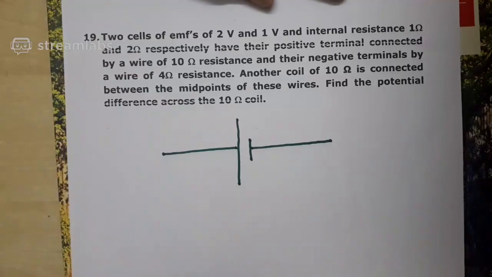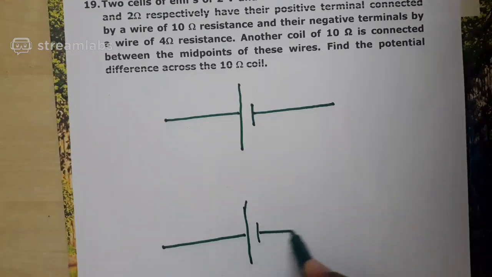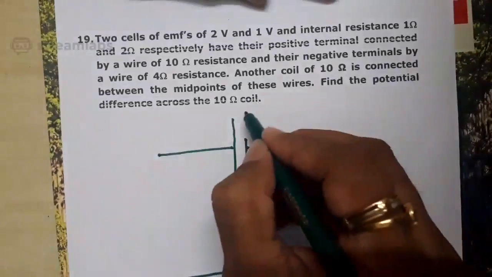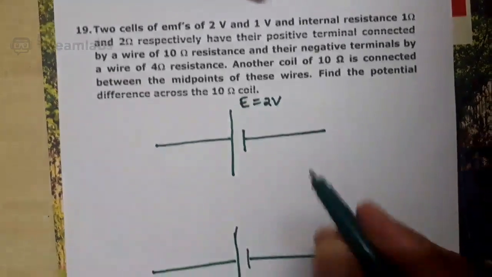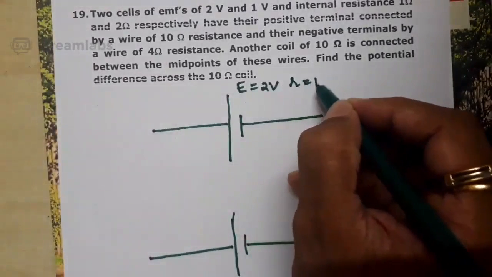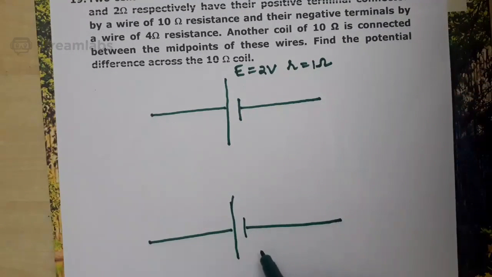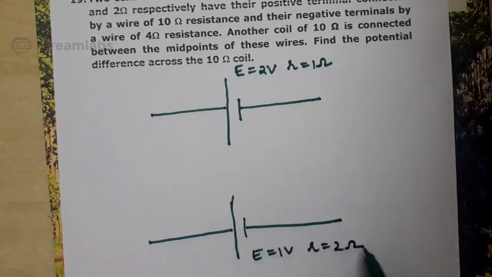And here there is one more cell. According to the problem, 2 cells are there. This cell is of EMF 2 volt and its internal resistance is 1 ohm. Correct. And another cell is of EMF 1 volt and its internal resistance is 2 ohm.